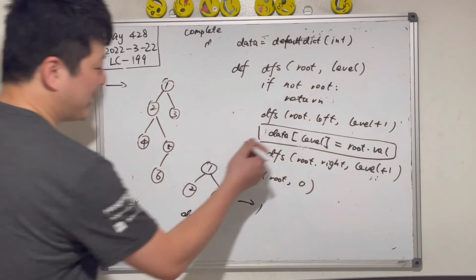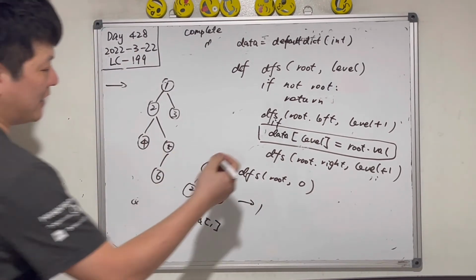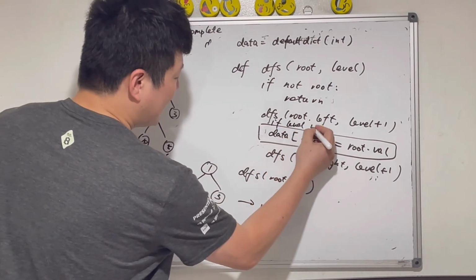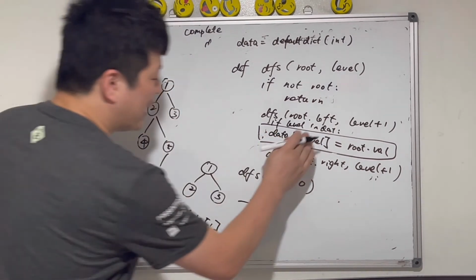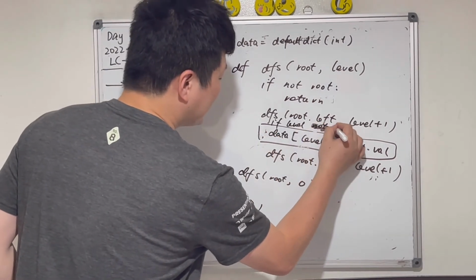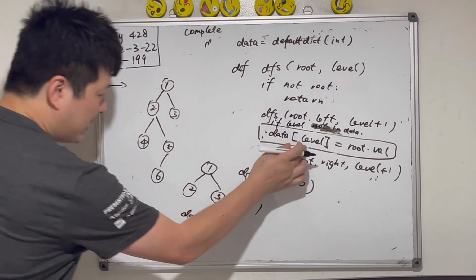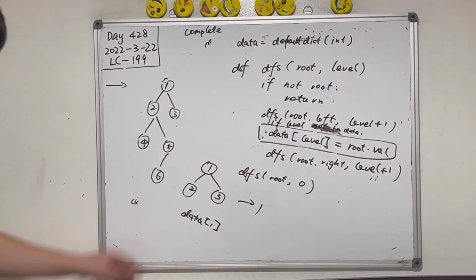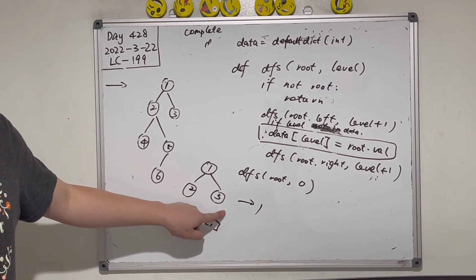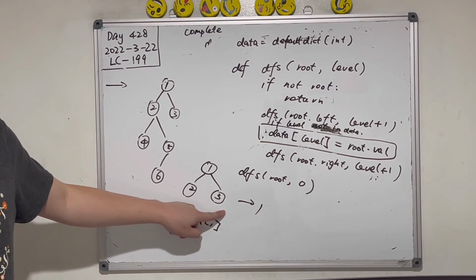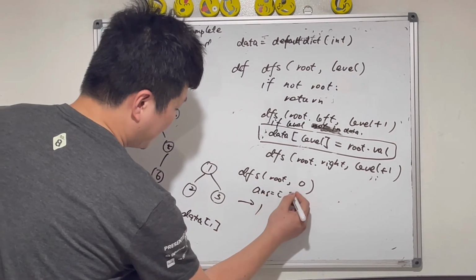Or alternatively, we can check this. If level not in data, then we do this. If it is the first time we visit a new level, we record it, then it will be 2. The 3 will never get the chance to update. Right? Make sense? So once we get this, we just need to push the answer to it.